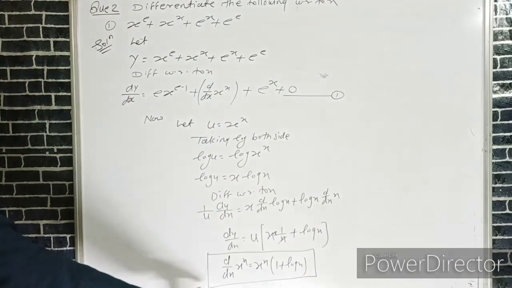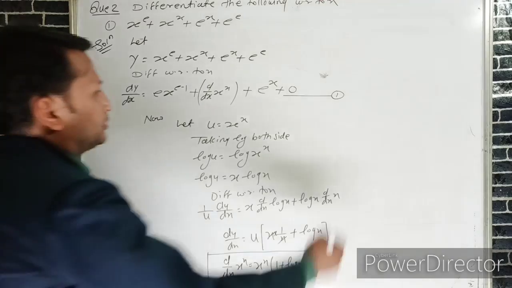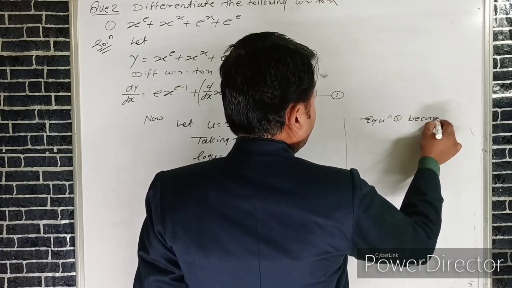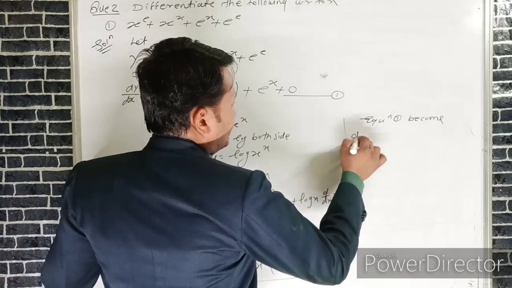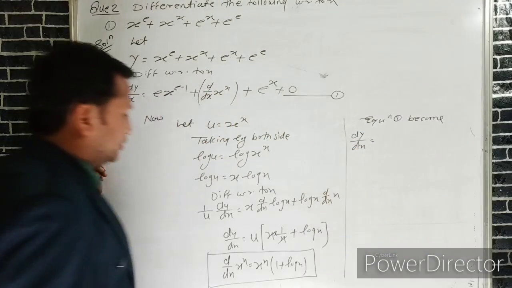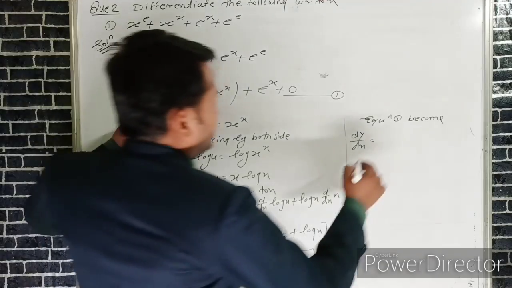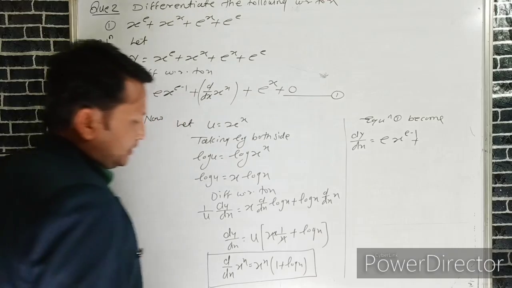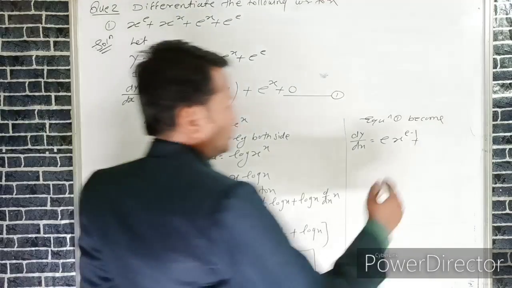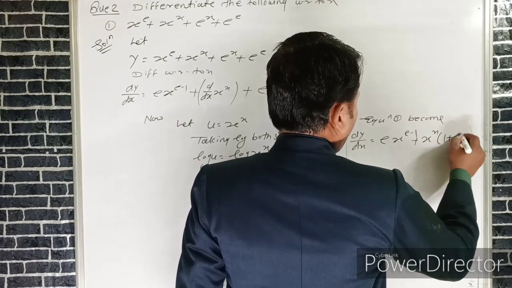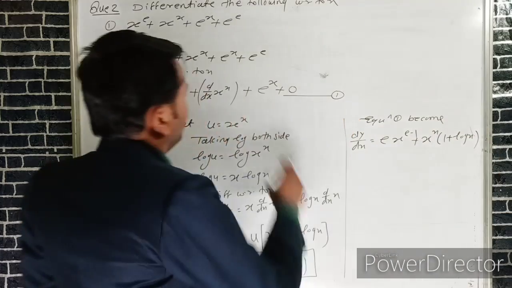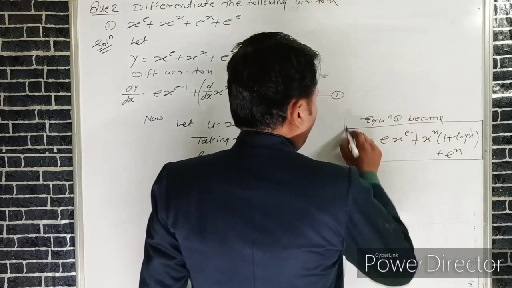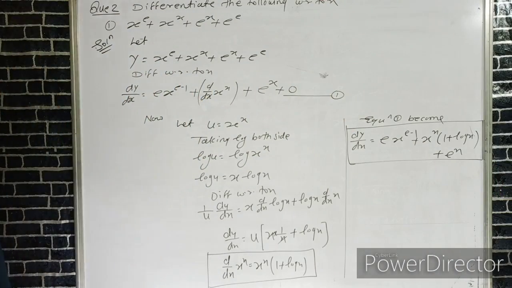If we put this value in equation 1, then equation 1 becomes dy upon dx is equal to e into x raised to the power e minus 1, plus the derivative of x raised to the power x, which is x raised to the power x into 1 plus log x, plus e to the power x, which is the required derivative of y, dy upon dx.